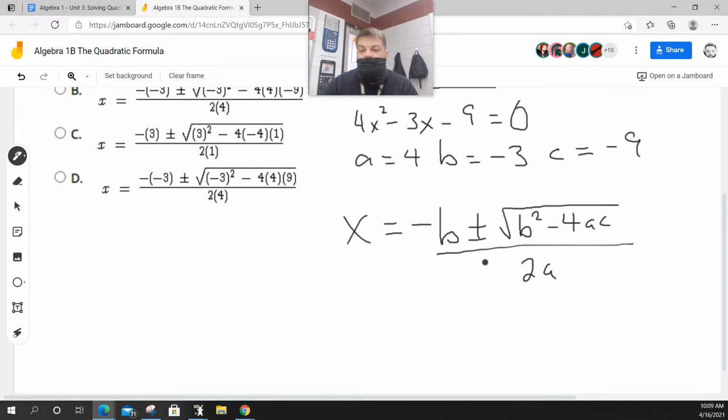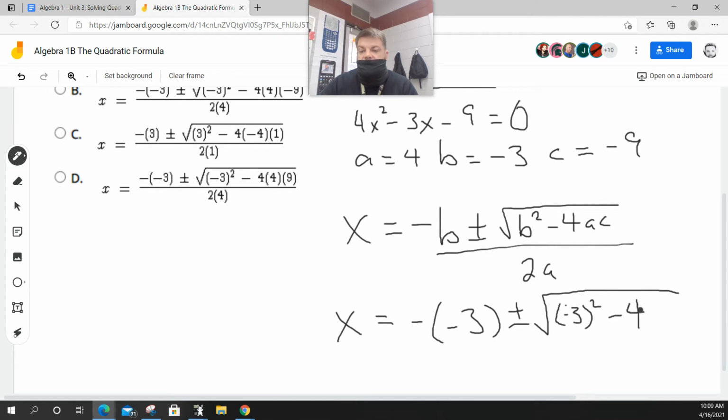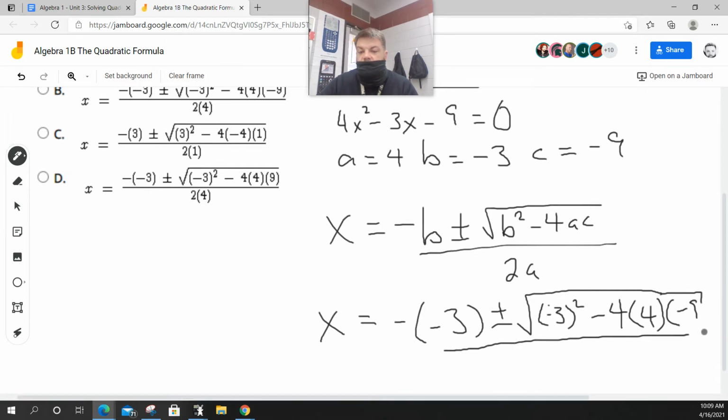So now I just kind of plug it in. Minus 3 plus or minus the square root of negative 3 squared minus 4 times a, which is 4, times c, which is negative 9, all over 2 times a, which is 4.